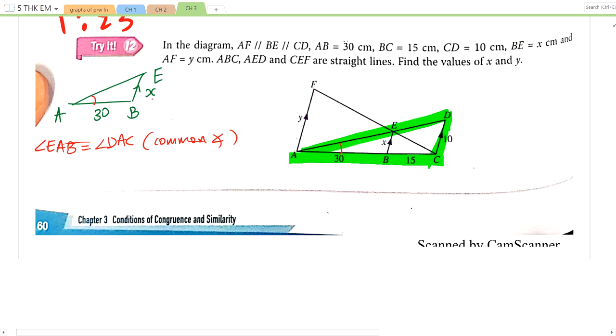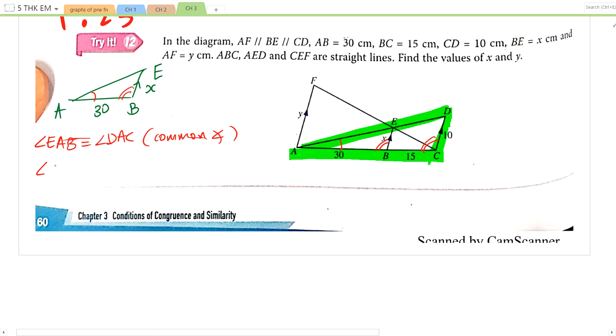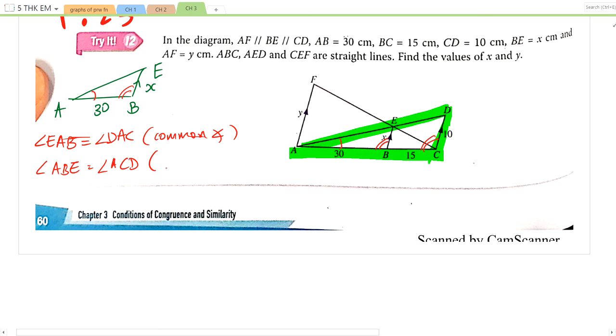Another angle, ABE, ACD. Okay, so these are the two that I'm trying to prove that they are the same. And obviously they are the same. Angle ABE equals angle ACD. What is the reason over here? Recap, Sec 1 work. What is the reason for them being the same? Corresponding angle, yes. Corresponding angles, parallel lines.